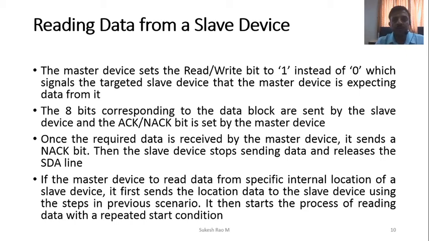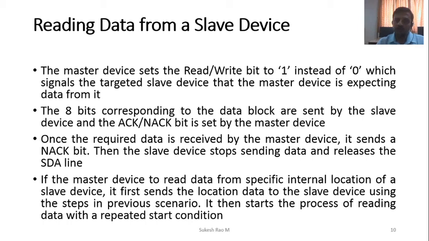Okay, so the master will send the read bit, because it is 1 now instead of 0. Earlier we sent 0 for the write. Now I am going to read it. So the target slave device will respond to it, and then in the next cycle, the master is not sending the data. Now the slave will send the data. The slave will send 8-bit data, and the master will respond with an acknowledgement bit.